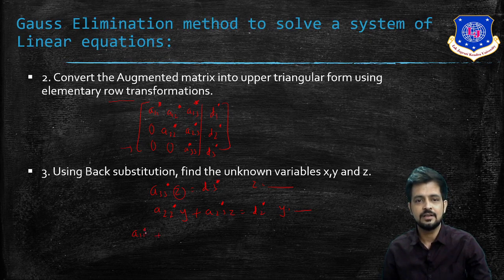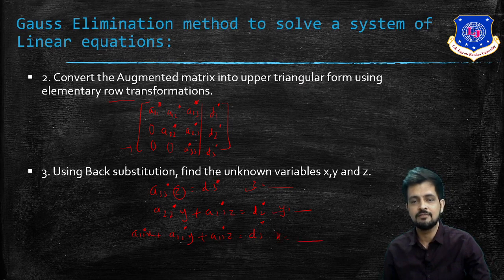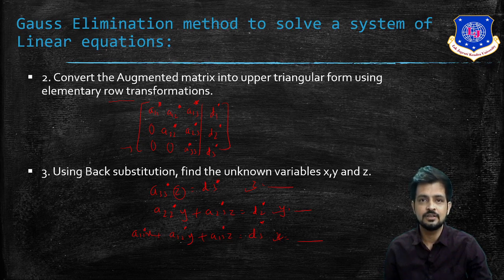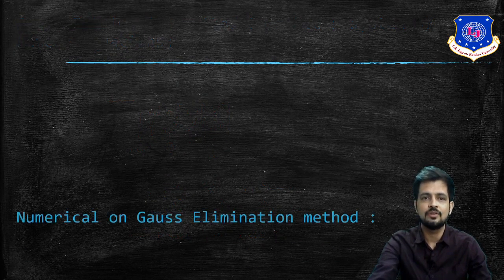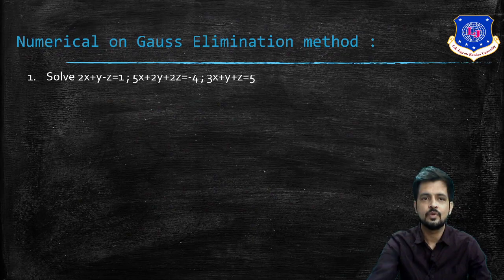And the last but not the least, A11* X plus A12* Y plus A13* Z is equal to D3*. By solving this and placing the values of Z and Y, you will get the value of X. So in this way we can find the solution with the help of Gauss elimination method. I think you have already studied this. So let us take one numerical example on the basis of this.